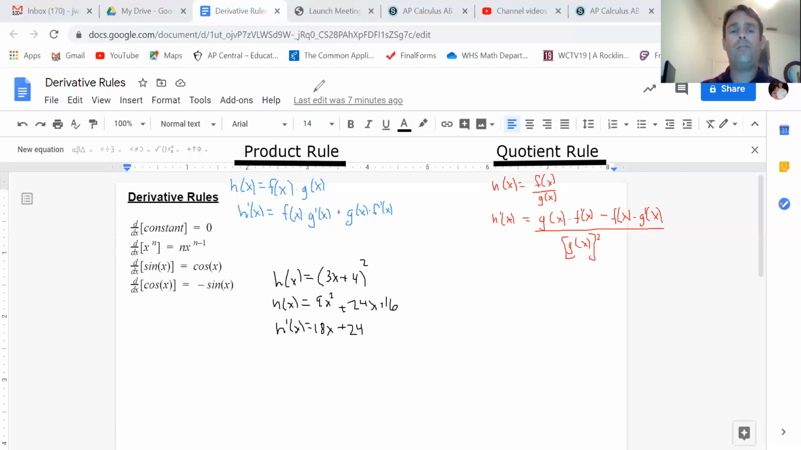But how would this have worked for the product rule? Because you need to realize one of the things that comes up with calculus in general is we have a bunch of tools. And there's different ways to approach a problem. If you don't like the way one looks, you can just change it. For instance, 3x plus 4 squared. What if we change that to be 3x plus 4 times 3x plus 4?